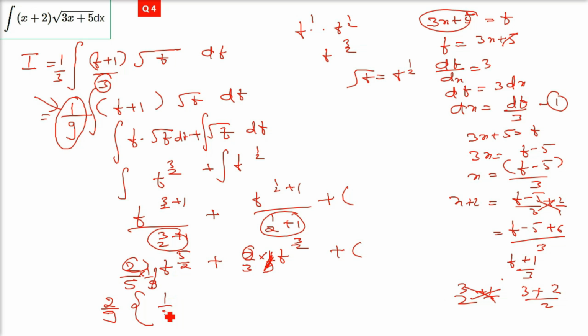2 by 9 goes out. You have t was 3x plus 5. So 3x plus 5 to the power 5 by 2. Then this is 1 by 3, of course. T is 3x plus 5. So you get 3x plus 5 to the power 3 by 2. Again, I'm indicating one more thing. You can make it easier, more presentable if you do one or two more steps. But this answer is also self-sufficient. You don't need to go beyond this, but those people who want to go beyond this, there are certain things which I'm going to show you in the solution right now.